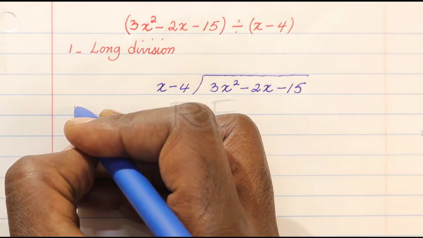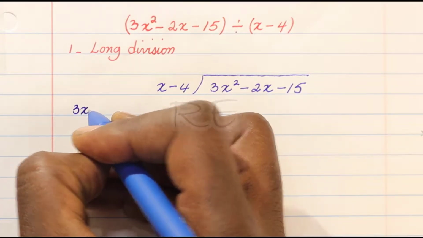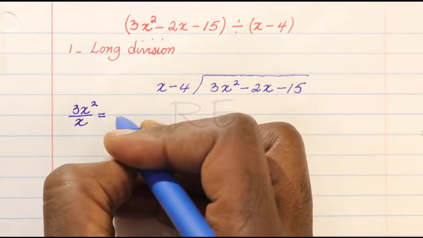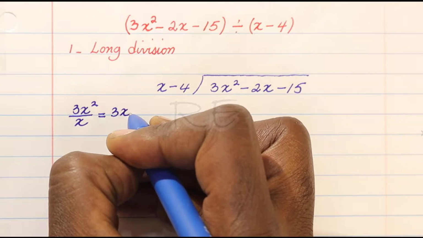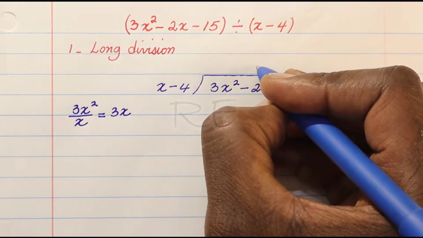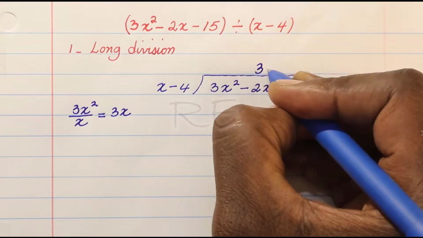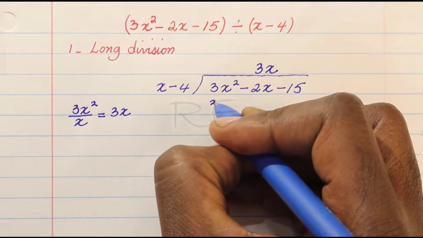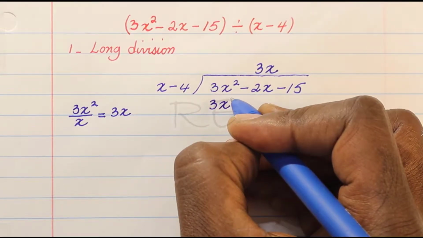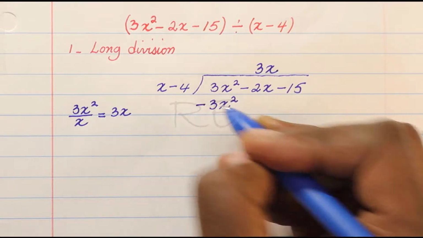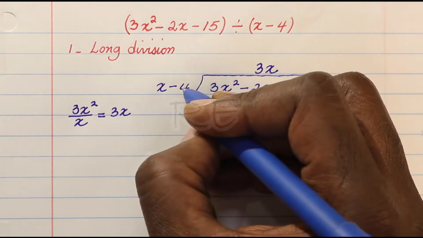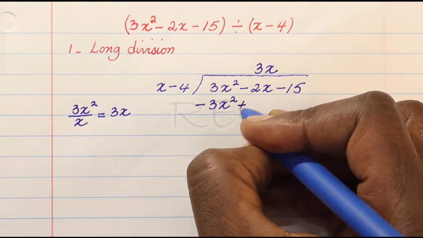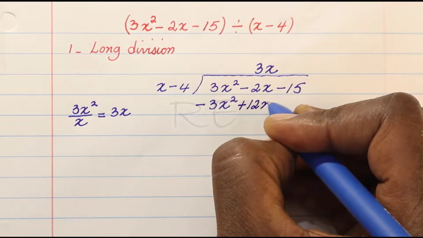To get the quotient, we need to divide 3x squared by x, which will give us 3x. So x goes into 3x squared 3x times. 3x times x is 3x squared, and we change the sign, negative 3x squared. 3x times negative 4 is negative 12x, we change the sign, 12x.